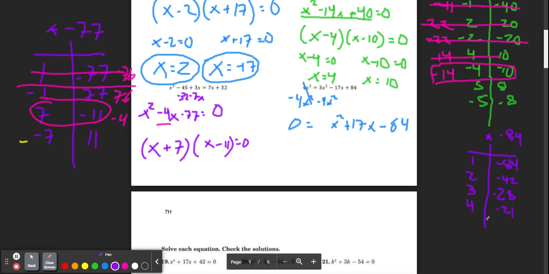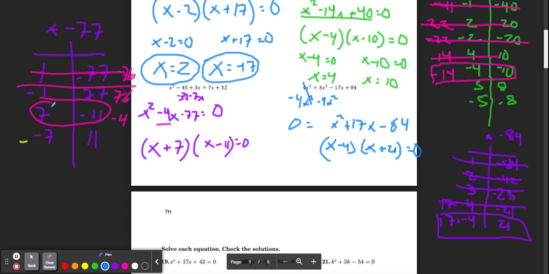4 and negative 21, and negative 4 and positive 21. Trying to shortcut this a little bit. So we know those are out, those are out, those are out. 4 plus negative 21 is negative 17. Close. If we flip it, negative 4 plus 21 is positive 17. And that's what we got, because 17 is our B number there. So we end up with x minus 4 times x plus 21 equals 0, and we're off to the races there.